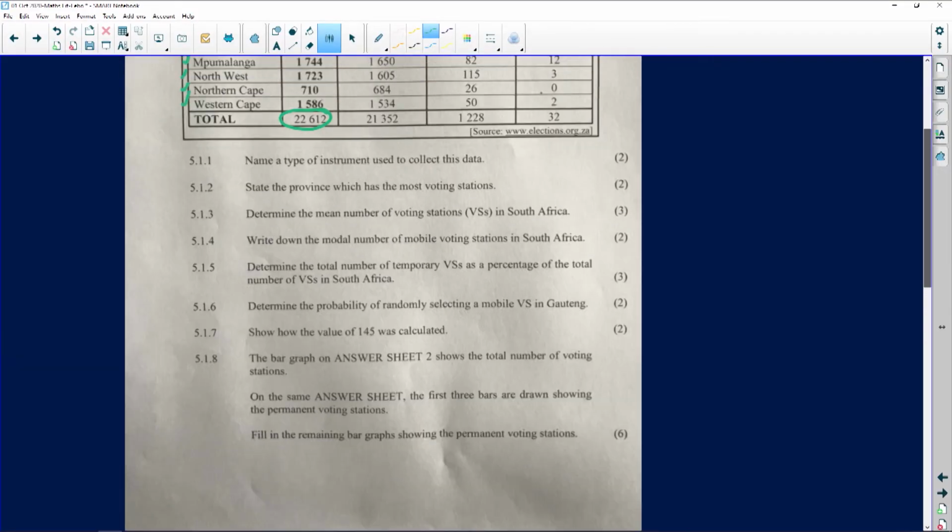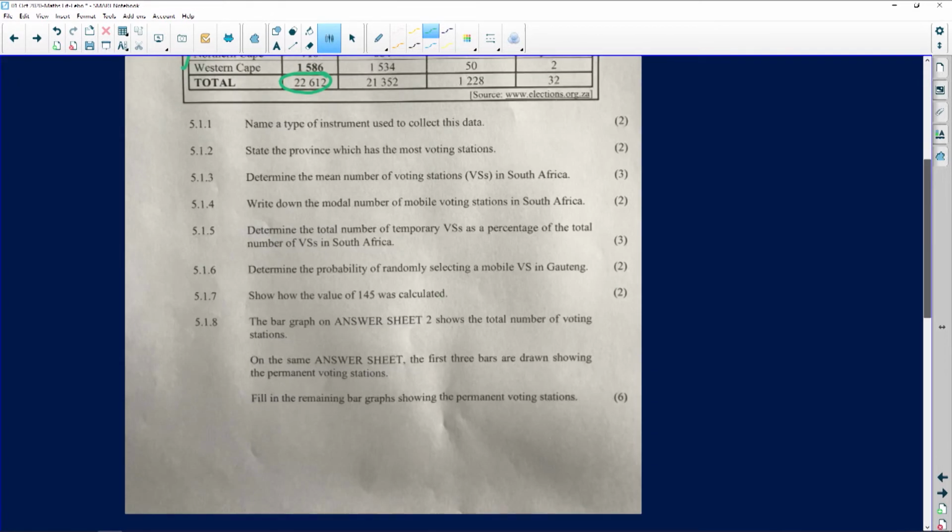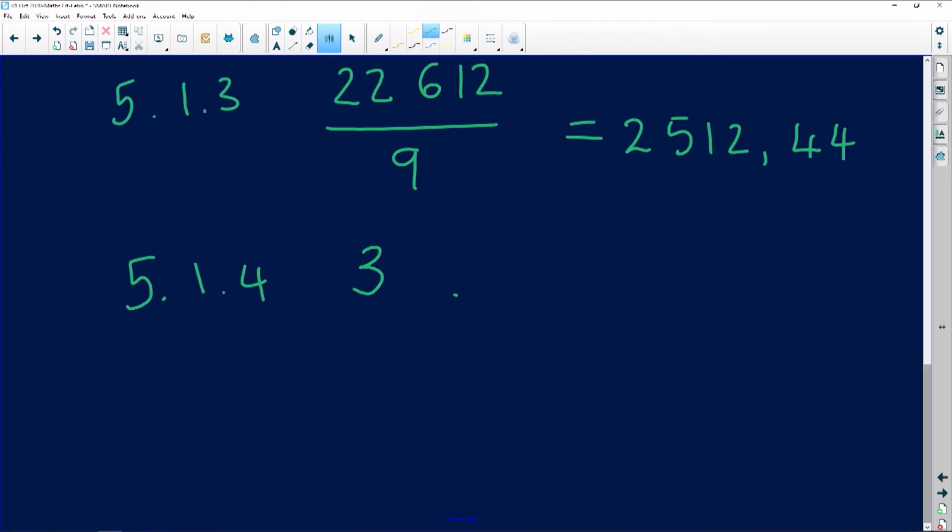Mode, what is a mode? It's a number that repeats itself more than once, and it repeats itself the most. Let's look at it in terms of mobile. There's a 3, there's a 12, there's a 12, there's a 3, there's a 2. So 3 and 12 repeat themselves twice. So 3 and 12 is the modal number.